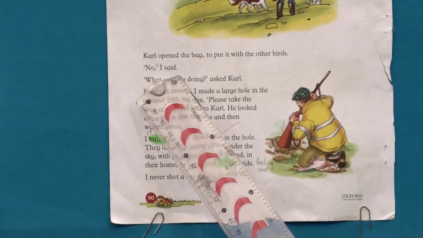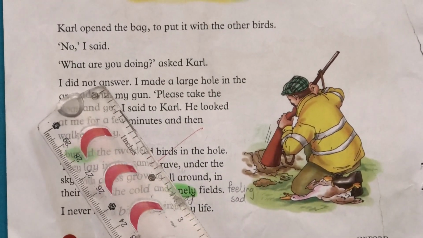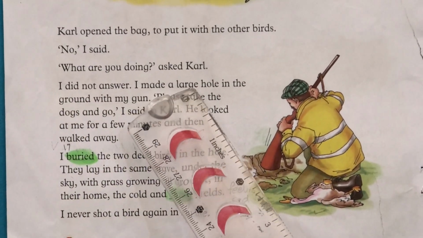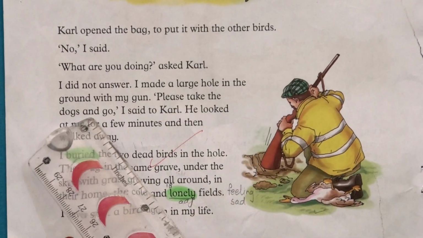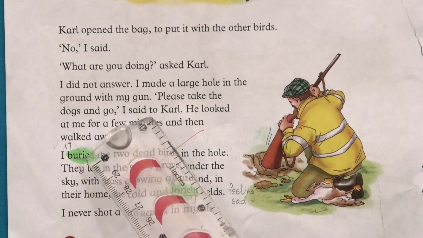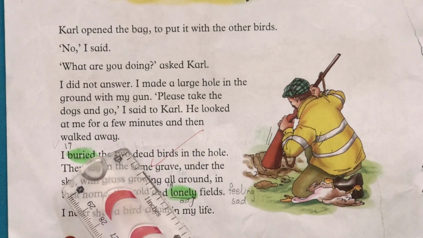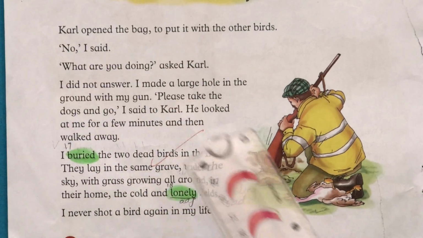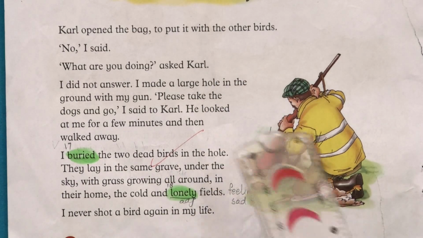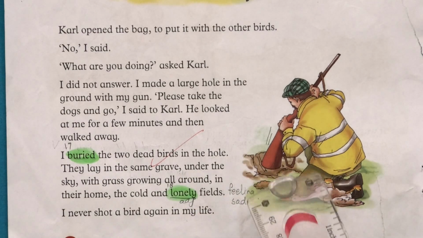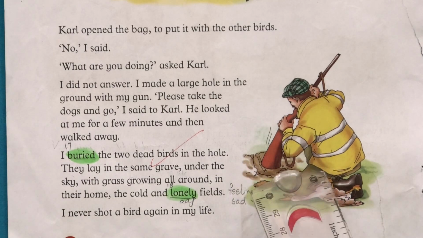No, I said. What are you doing? Asked Carl. I did not answer. I made a large hole in the ground with my gun. Please take the dog and go, I said to Carl. He looked at me for a few minutes and then walked away. Now we learn that the writer doesn't let Carl put these two dead birds in the bag with the other birds. The writer is very sad on seeing this sight.